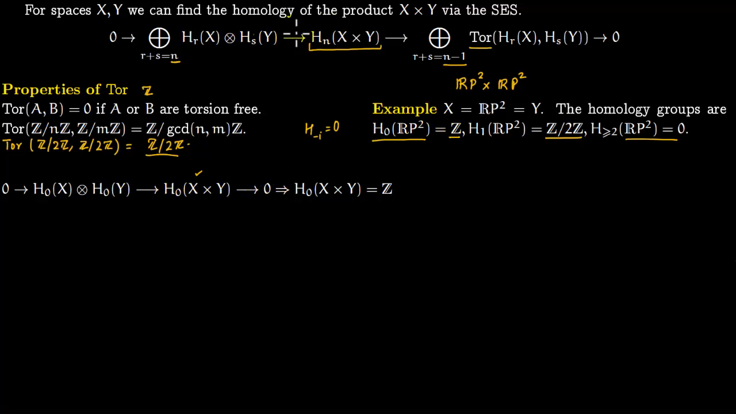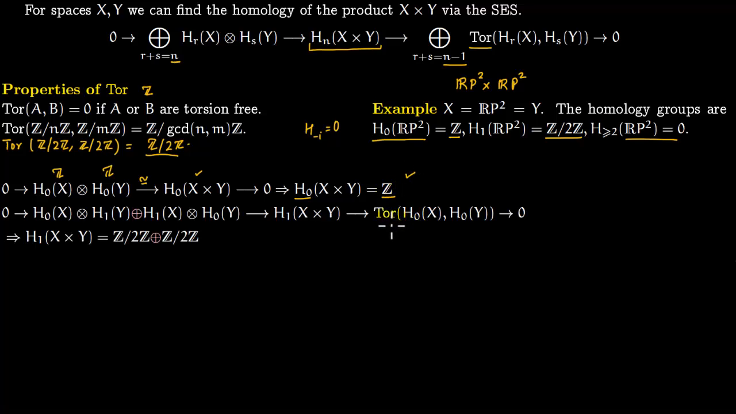So this short exact sequence now just becomes this sequence right here. So you have an isomorphism here. H0 of X times Y is just the tensor of H0 of X with H0 of Y, but H0 of X is the integers, and since X and Y are the same space, H0 of Y is also the integers. You can see this right here. So integers tensor with integers gives you integers. So our 0th group is just the integers.